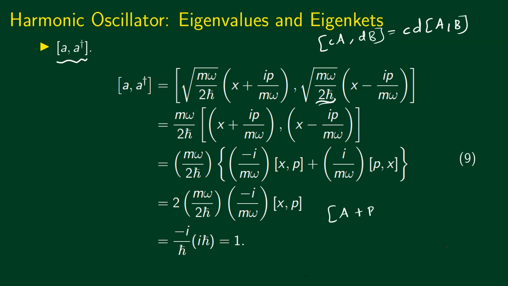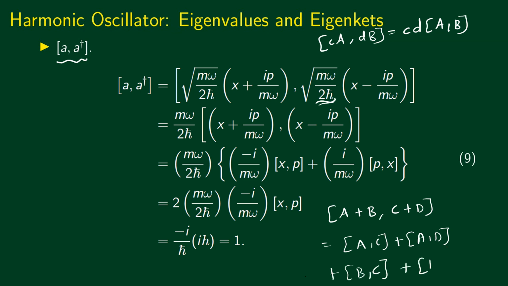If you want to find the commutator of sums of operators, say a plus b with c plus d, again you can show using the fundamental definition of the commutator that this is equal to the commutator of a with c, plus the commutator of a with d, and then the commutator of b and c plus the commutator of b and d. We just have to take all combinations and add them.